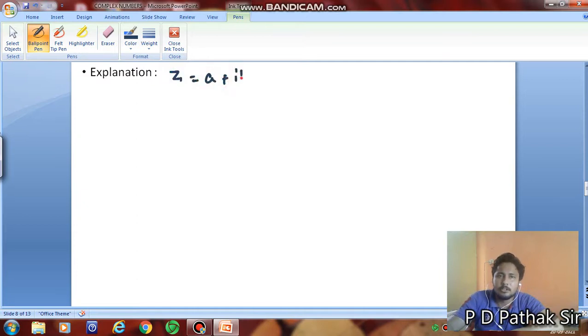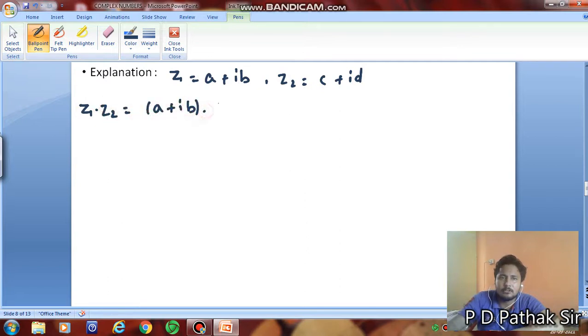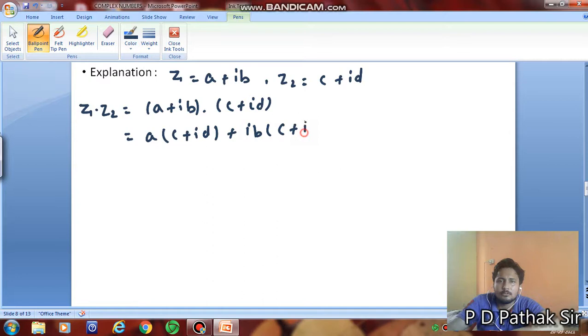Let z1 equals a plus iota b, and z2 equals c plus iota d. When you multiply these two, z1 into z2 equals (a plus iota b) into (c plus iota d). Like the polynomials, multiply a to c plus iota d and multiply iota b to c plus iota d. It will become ac plus iota ad, and iota bc plus iota b into iota d, that is iota square into bd.